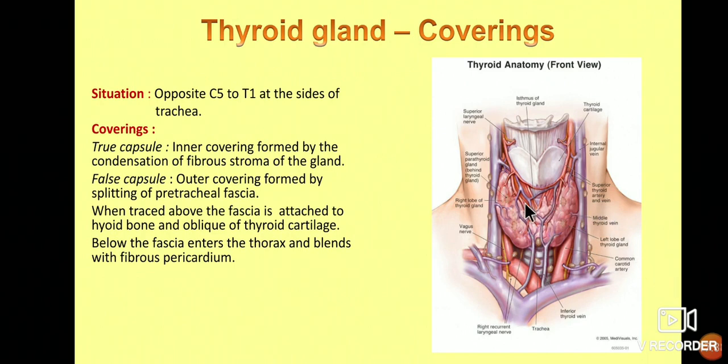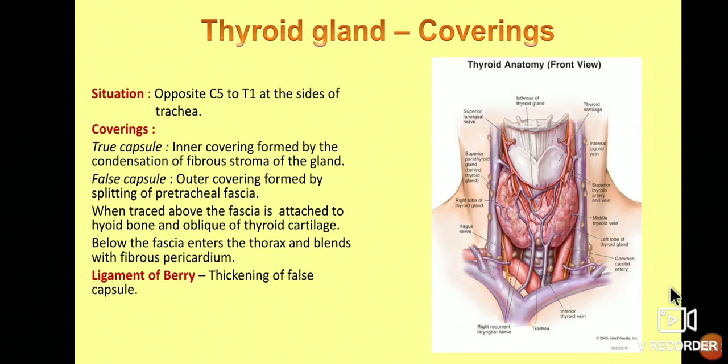Now, deep to the false capsule, you have the venous plexus. The veins of the thyroid gland start from a venous plexus, which is present deep to the true capsule, lying on top of the gland. Between the true and false capsule, you have the trunks of the blood vessels which are going to supply the thyroid gland.